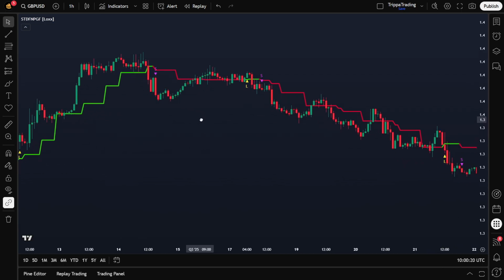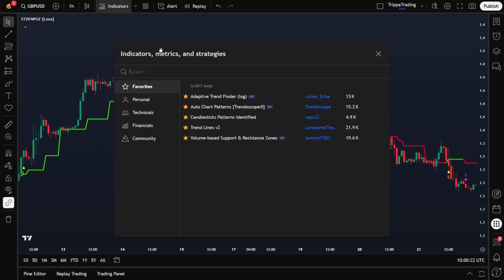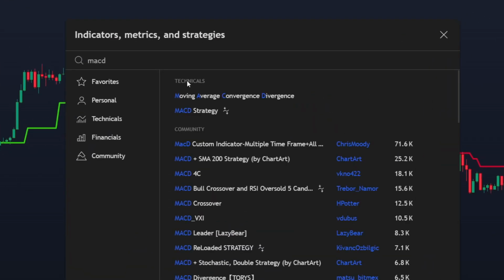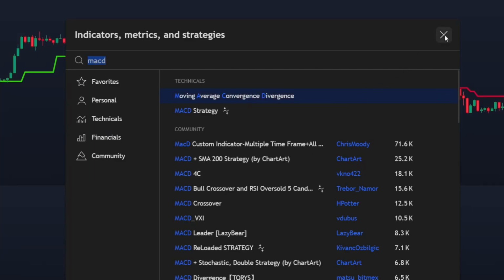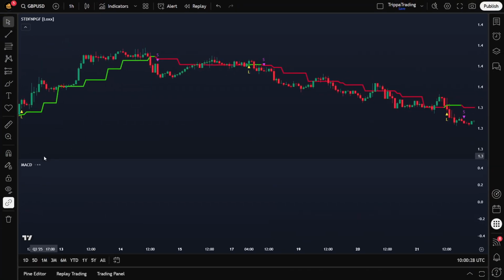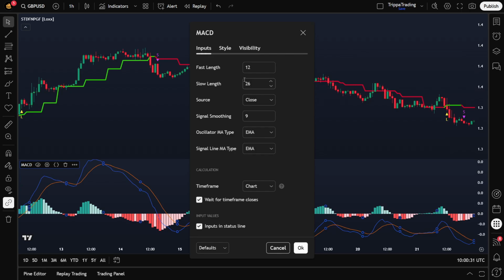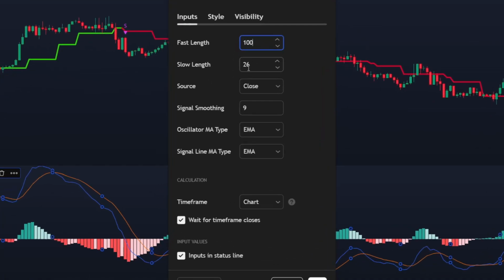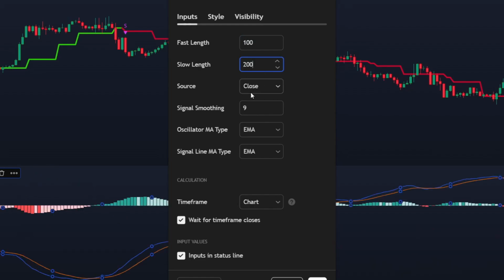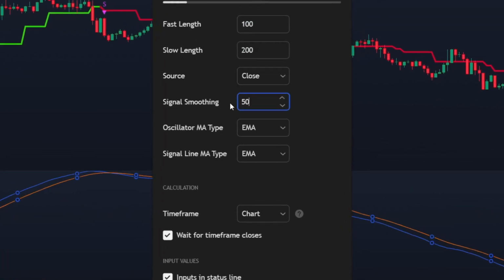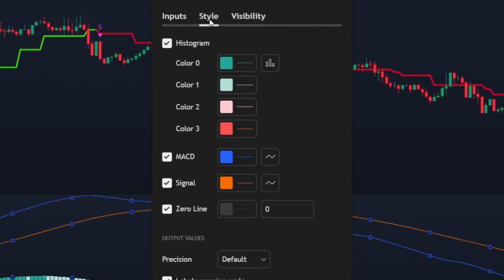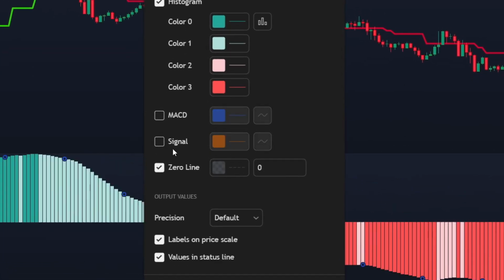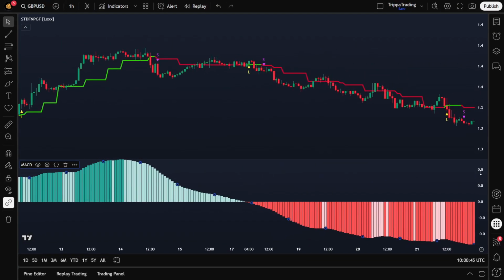The next indicator we will use, and which works really well with this indicator, is the good old MACD. Same process, search for MACD in the Indicators tab and add it. First of all, open Settings of the indicator and change the inputs. Change the fast length to 100, the slow length to 200, and the signal smoothing to 50. In the Style tab, hide the MACD and signal lines. We only want the histogram.